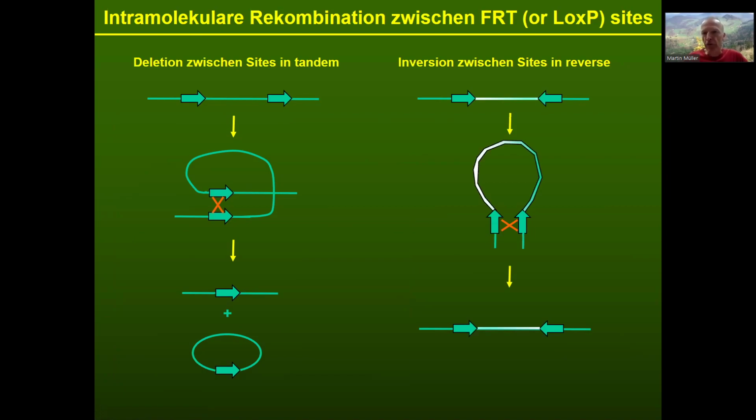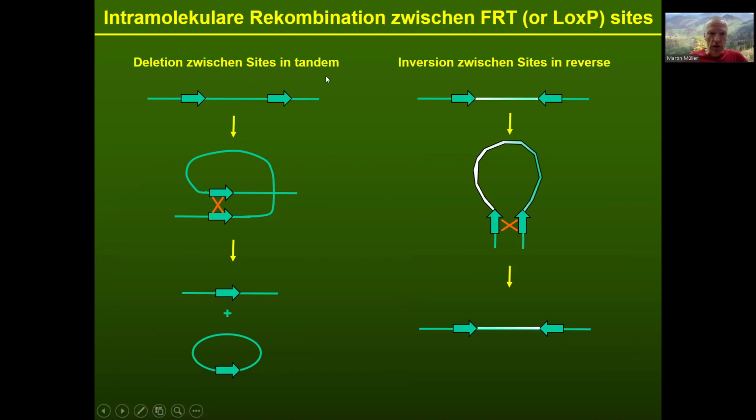If they have different orientation here, one in this orientation, one in that orientation, and you then do a recombination here, you will get an inversion. The DNA is not lost, but what was here is now there, you see? And what was here is now there. So you really have to be well informed about the orientation of your FRTs. Depending on what you do, this is very important.